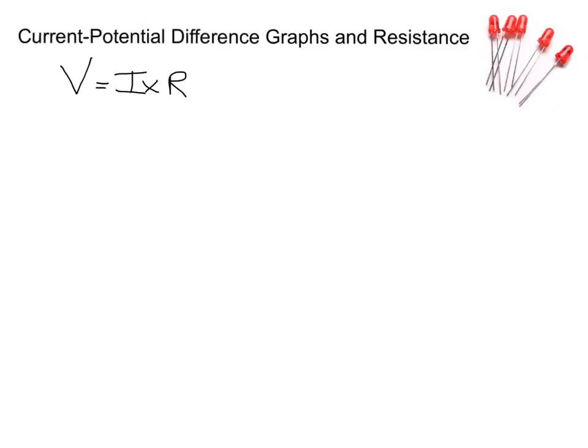Now you can rearrange that particular equation if you wanted the other individual components of that. So if you wanted I, that would become V over R. And if you wanted R, that would become V divided by I.